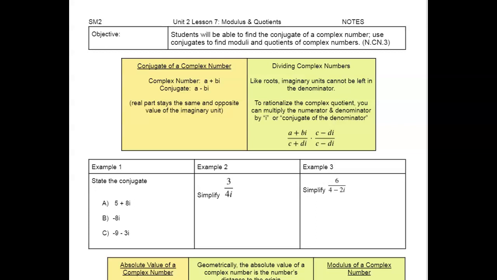So the conjugate of a complex number is, if you're given the complex number a plus bi, the conjugate keeps the real part the same, okay? And then it takes the opposite of the imaginary part, and that's it. So when you divide, there's a rule, just like with square roots, that you cannot leave an i in the denominator. So in order to rationalize a complex number, you are going to multiply by either the conjugate, or if it's just a single term, you multiply by the i on the top and bottom.